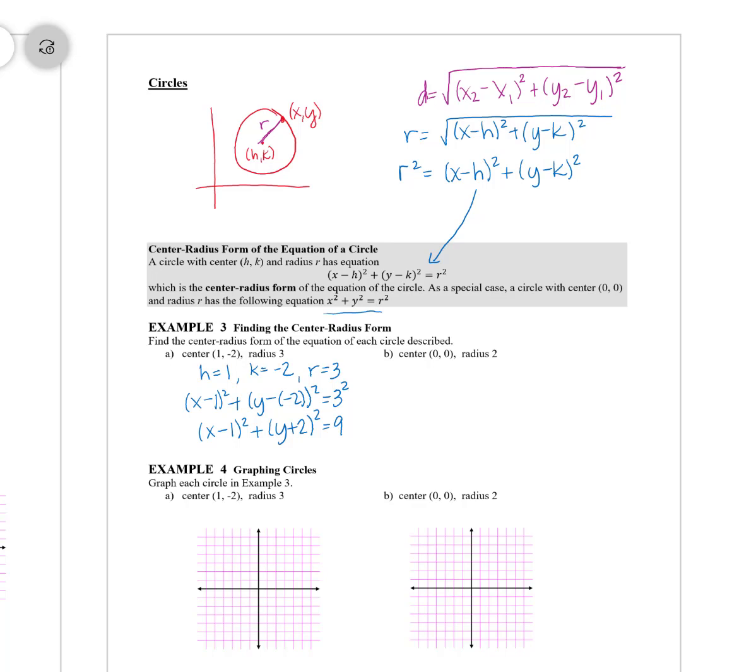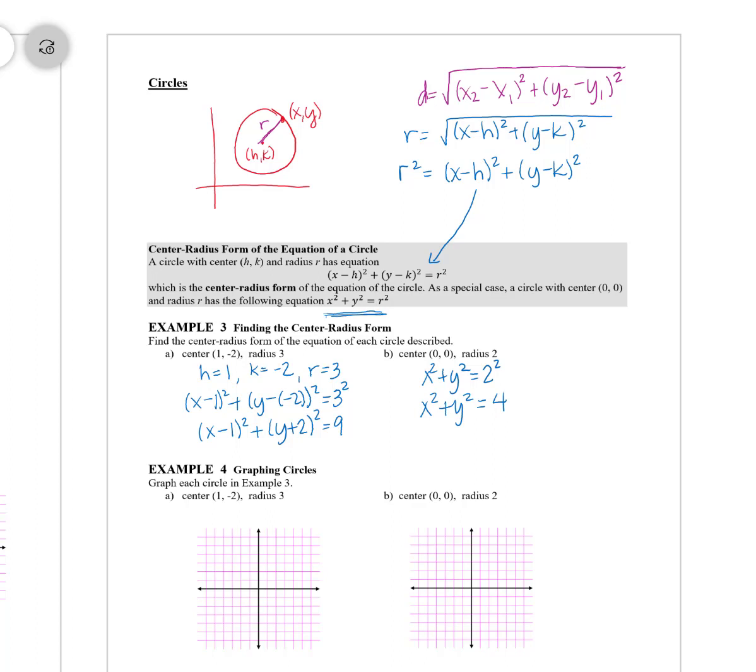In the second one, do you see how the center is at (0, 0)? So that means that we can use the second equation here where we have x squared plus y squared is equal to r squared. Since h and k are 0, we have x squared plus y squared is equal to 2 squared, or x squared plus y squared is equal to 4. So those are the equations.